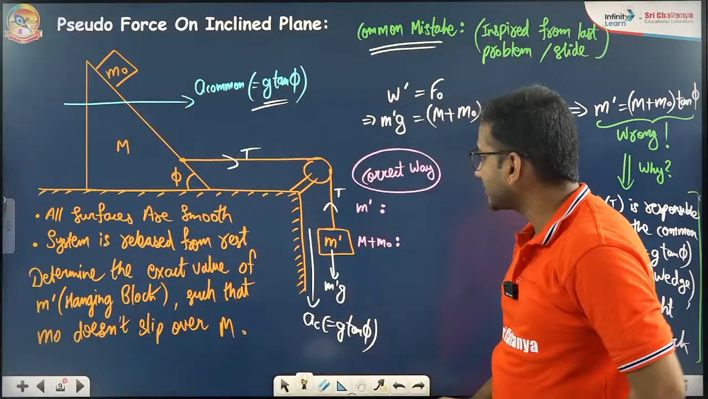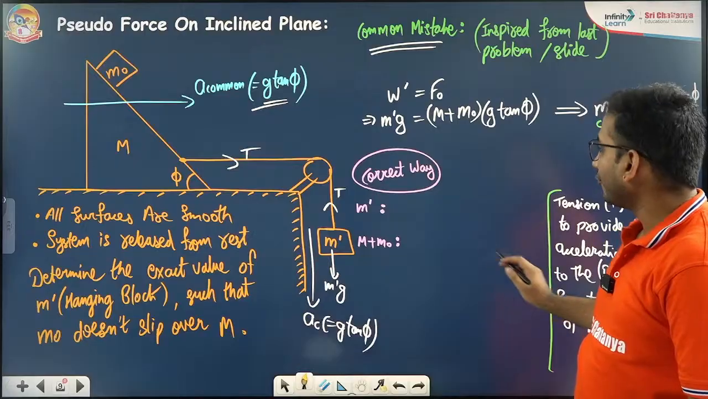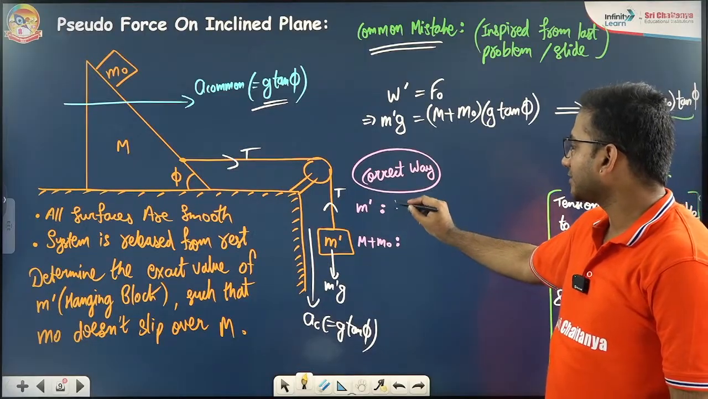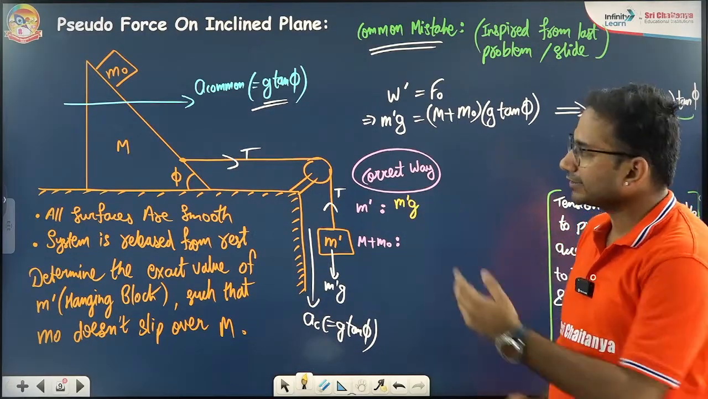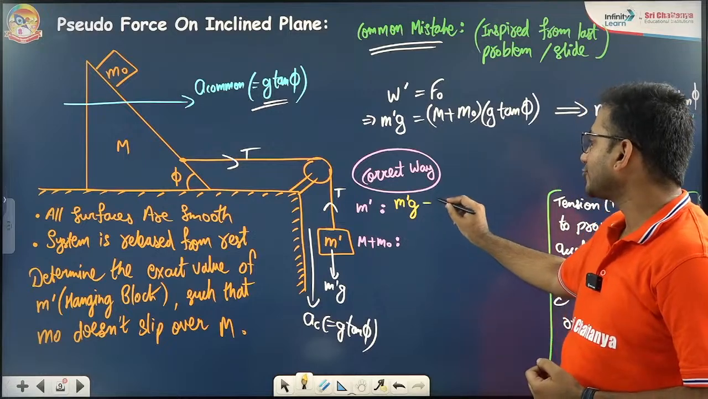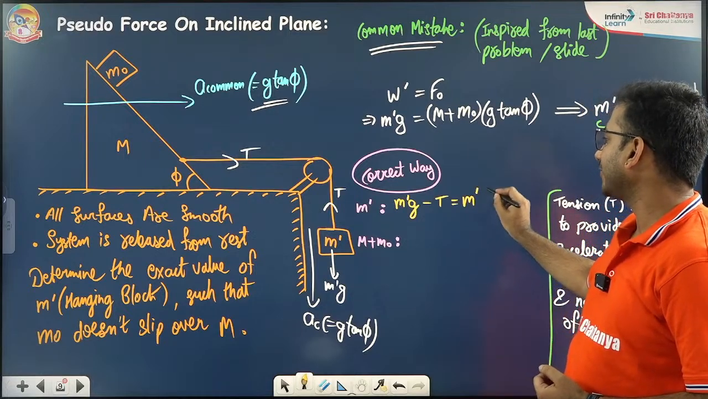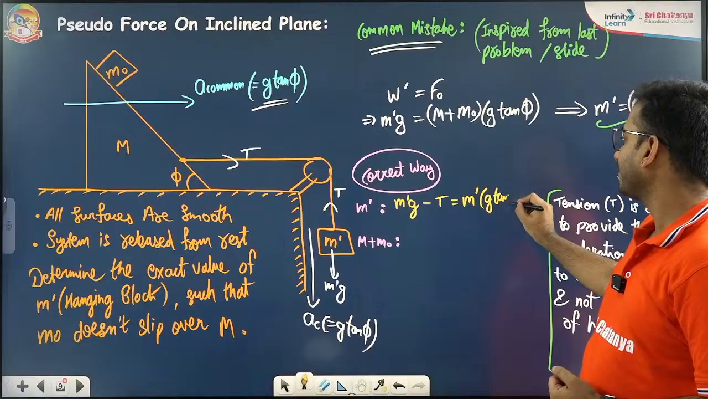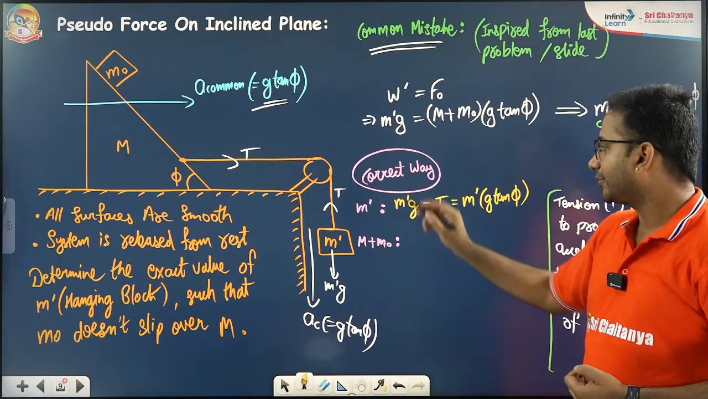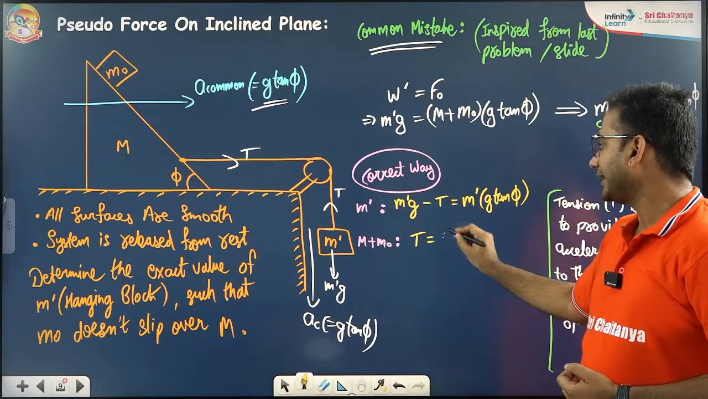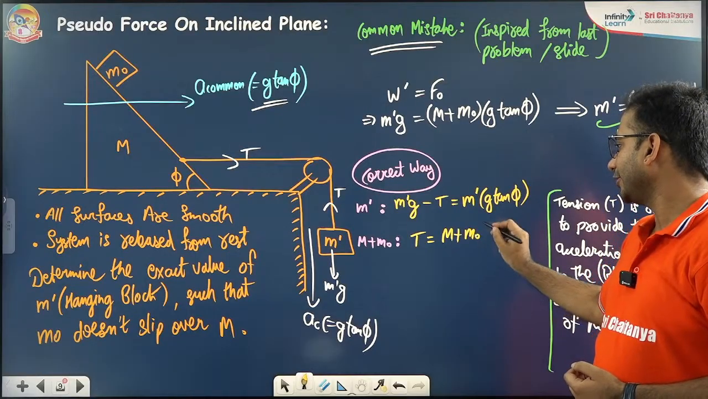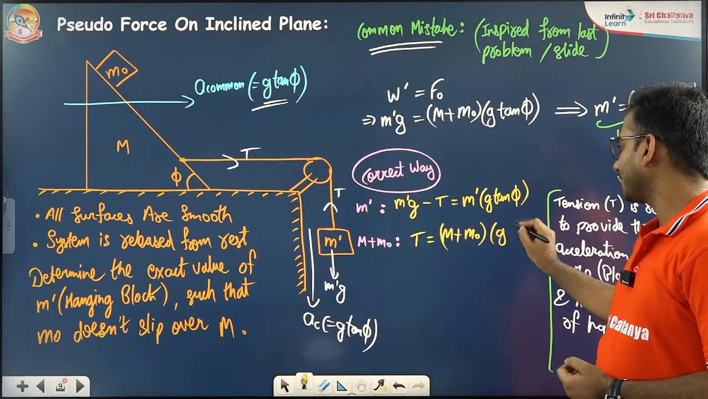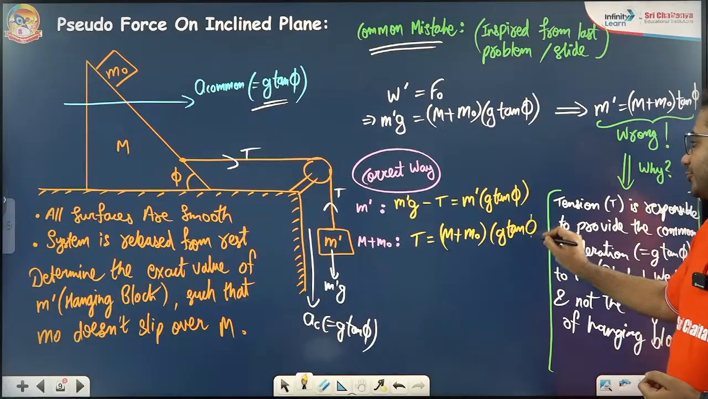So what I can say is that for the M dash block, you can write M dash G, bigger minus smaller in the direction of bigger one. M dash G minus T will be equal to M dash into G tan phi. And from here, you can write T is equal to capital M plus M naught into G tan phi.